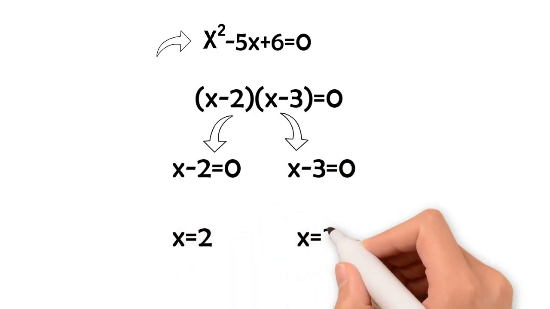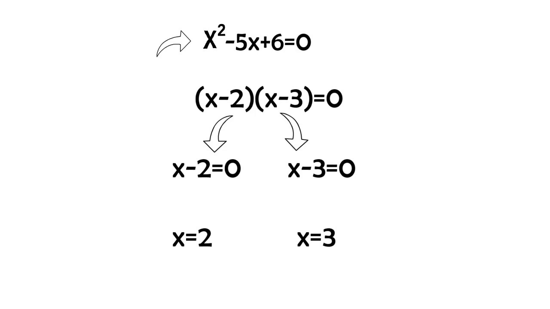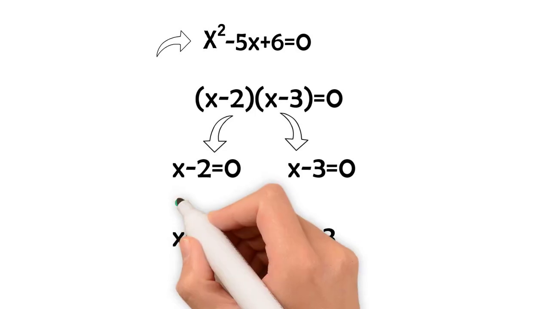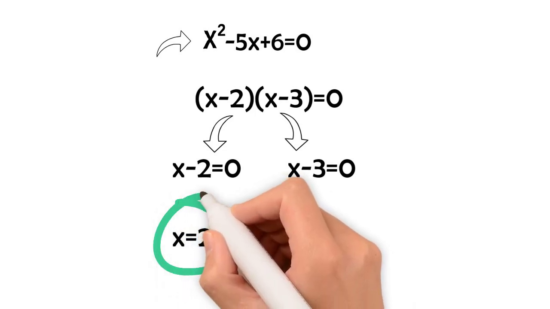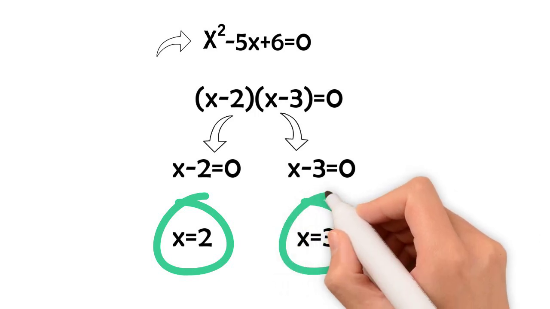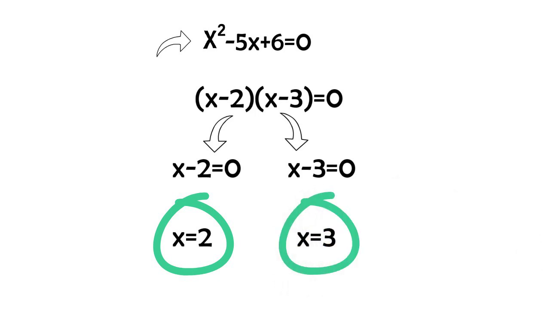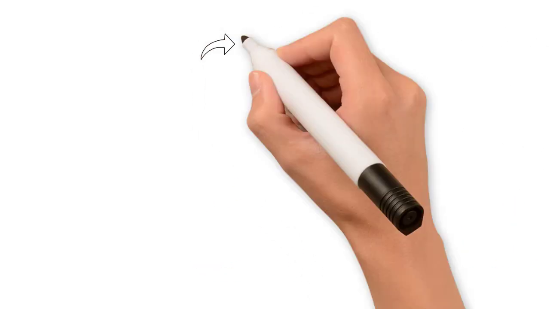We solve these linear equations as x minus 2 equals 0, meaning x equals 2, and x minus 3 equals 0, meaning x equals 3. Therefore, the solutions are x equals 2 and x equals 3. Both are correct. Second example.